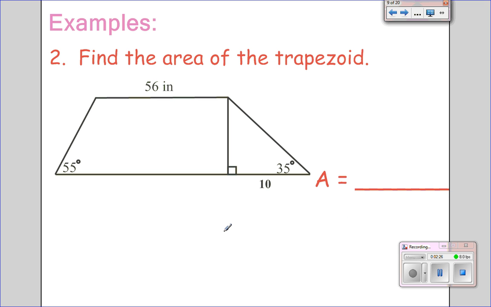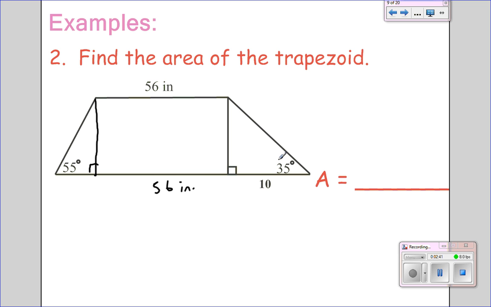Try this one out on your own. All right, let's see how you did. So here, you notice we need to draw another height in to make another triangle. So this bottom piece from here to here will be 56 inches.